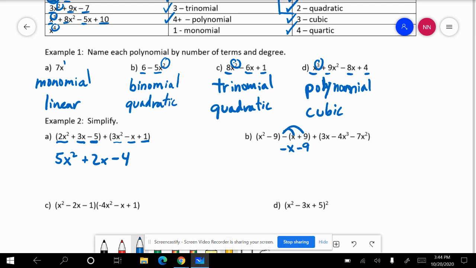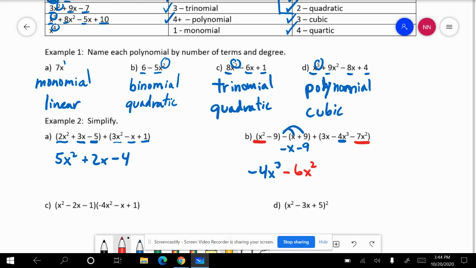I'm going to go in descending order. So I'm going to take my highest x first. There's no other cubes, so I'm going to bring down my 4x cubed. Now I'm going to look at squares, and when I'm looking at the squares, I see an x squared right here and an x squared right there. So that would be negative 6x squared.